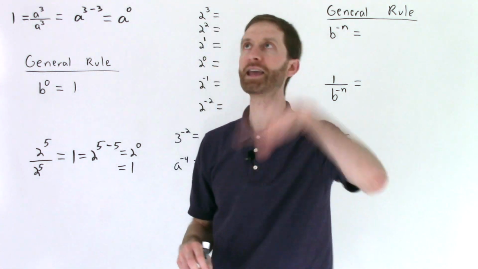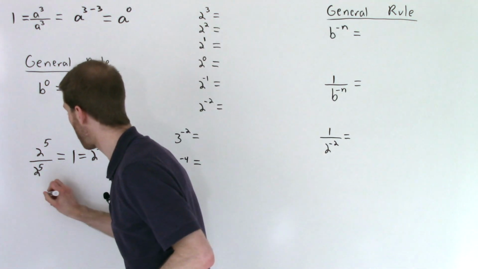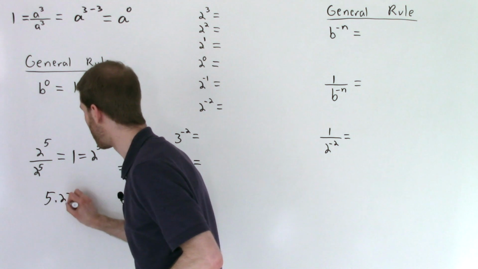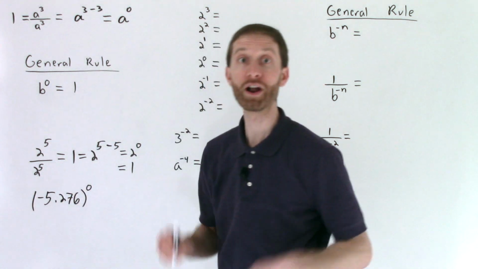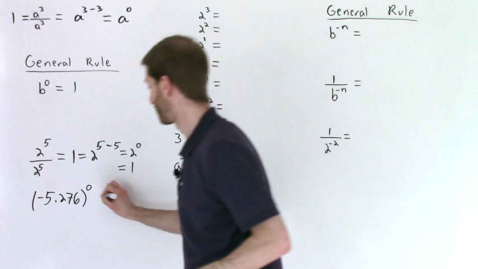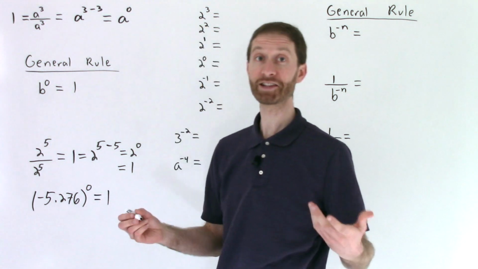So if I take any number, let's say it's negative 5.276, and we raise all of it to the 0 power, that's going to be 1. That's it. It's not so bad.